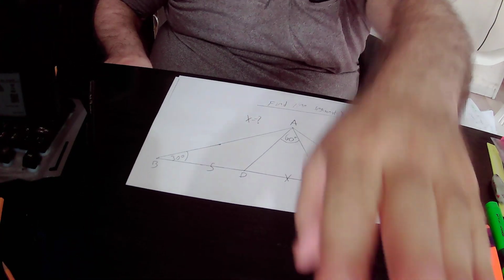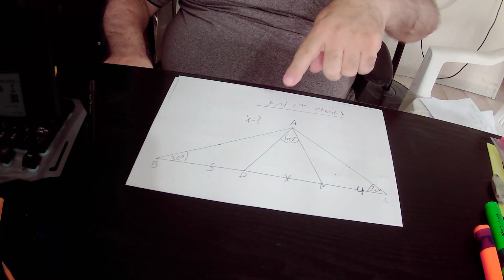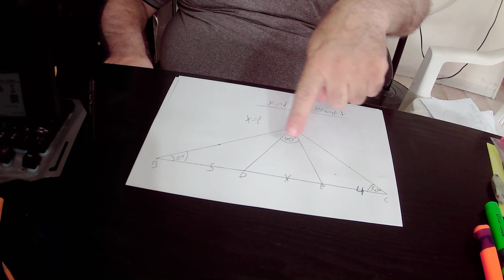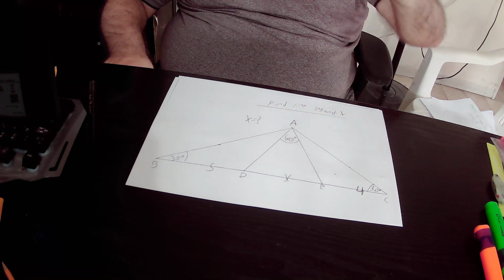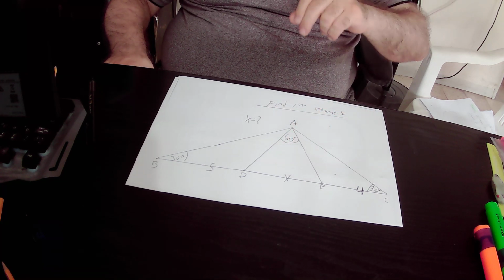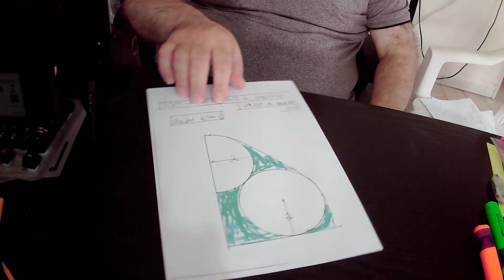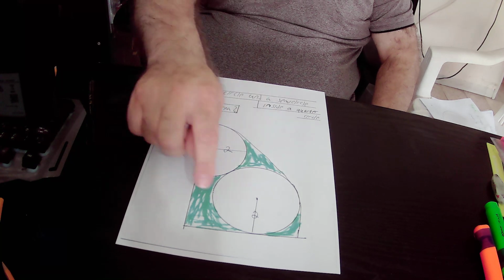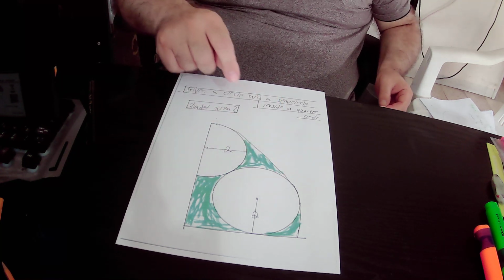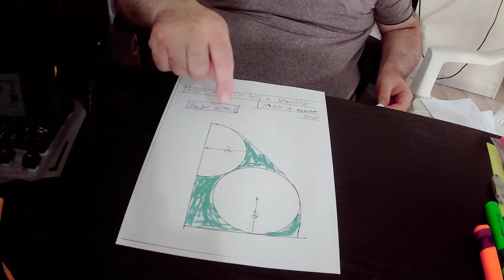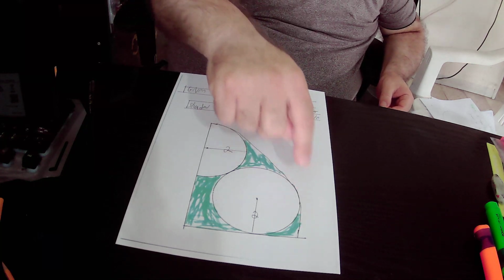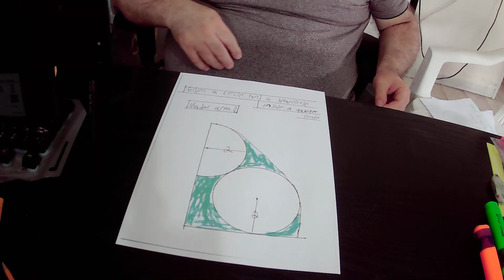Now, in this lecture, we'll answer two questions. In the first question, we'll find the length of line segment DE, which is equal to x. And in the second question, we'll find the value of the shaded area that is inside the quarter circle.